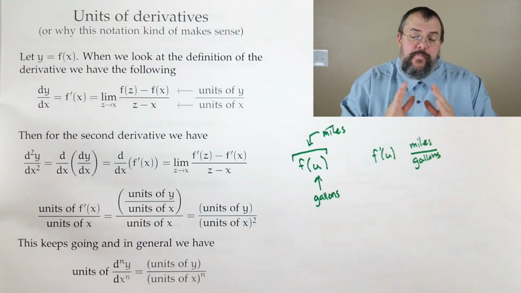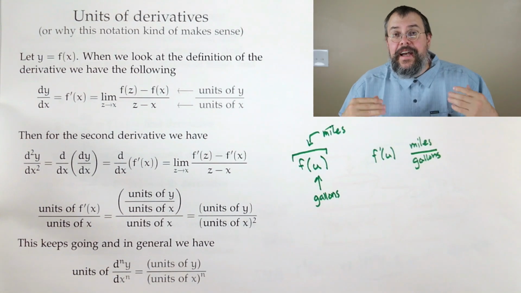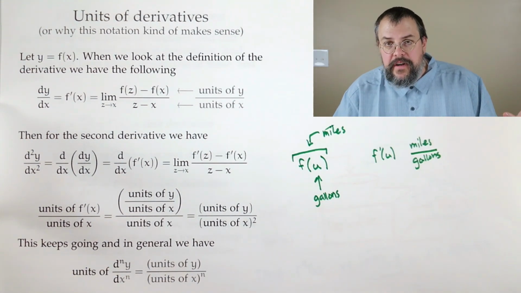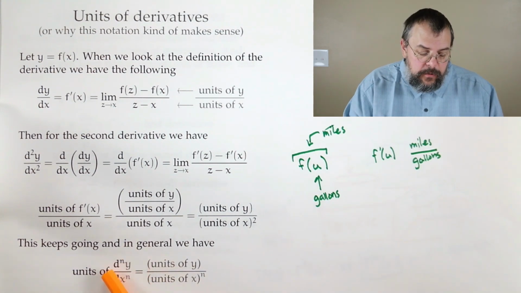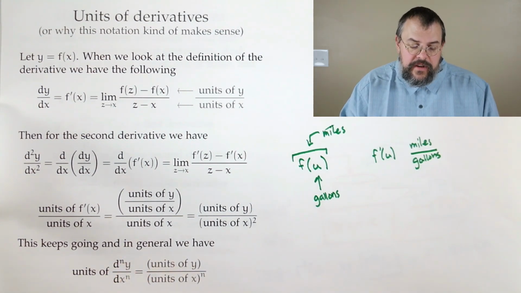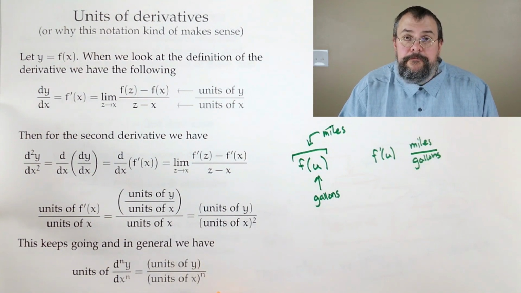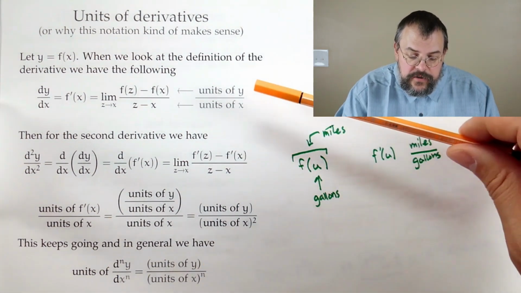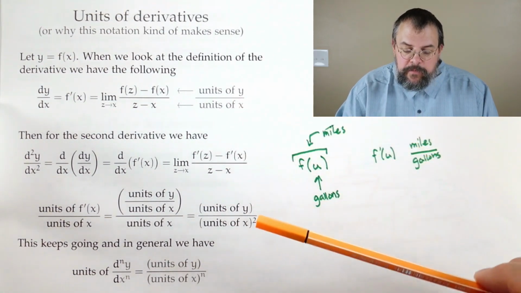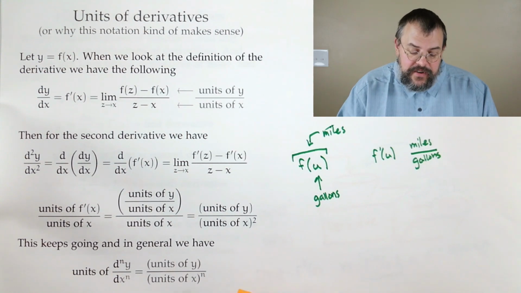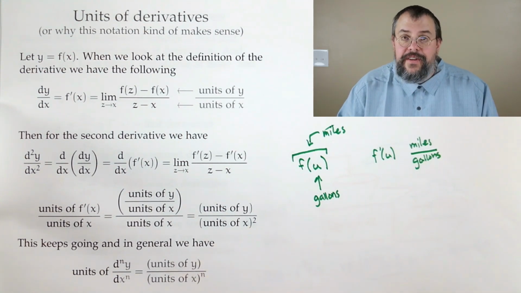Now, this keeps going. What do you end up with? You say that the nth derivative of the function, d^n y over dx^n, becomes the units of y over the units of x to the n. You can see it. First derivative, units of y over units of x. Second derivative, units of y over units of x squared. Nth derivative, units of y over units of x to the n.